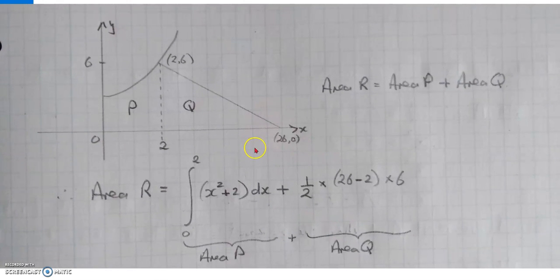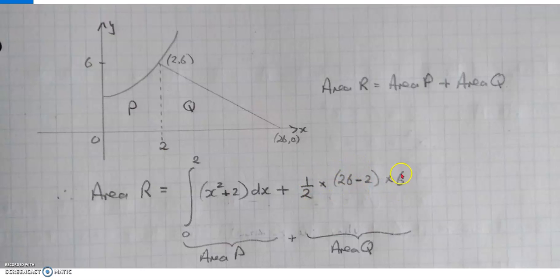Well, clearly, if we integrate this curve, x squared plus 2, between the limits of 0 and 2, we'll get the area P, which is that thing there, which I've labeled area P. And this one, a triangle, is a half the base times the perpendicular height. Well, the perpendicular height is clearly the y coordinate of that point there, which is 6. And this base is 26 minus this 2, which is going to be 24.